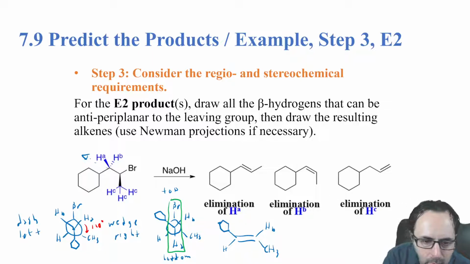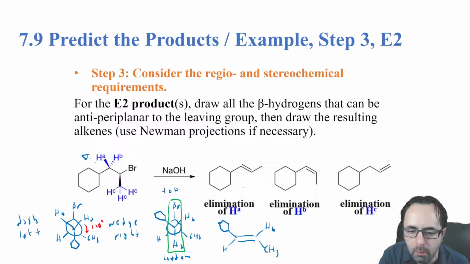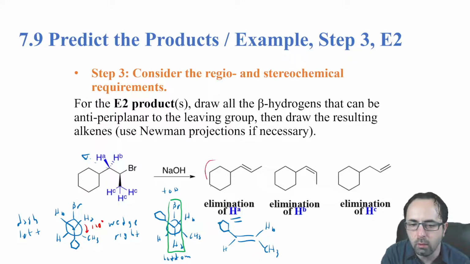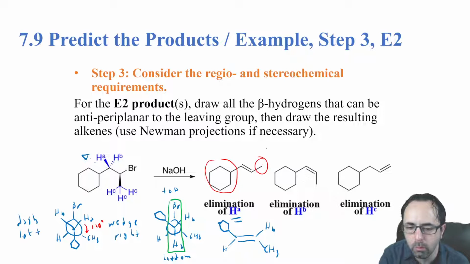Oops, let's see. Did I make a mistake? Oh no, hydrogen A was eliminated. Okay. Yeah. Okay, so this is the elimination of hydrogen A. So hydrogen A was eliminated. So notice that we get this trans configuration that we see here. The phenyl group is opposite to the methyl group, right? So we get this trans configuration. Phenyl group opposite to the methyl group.